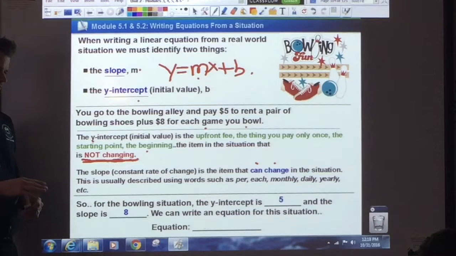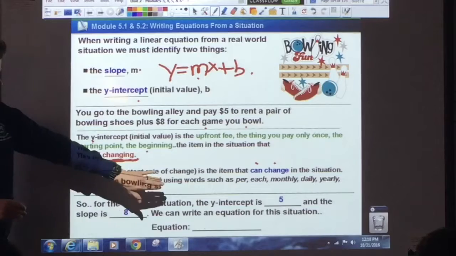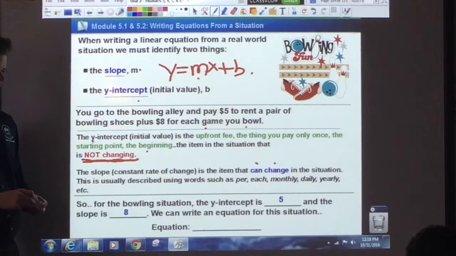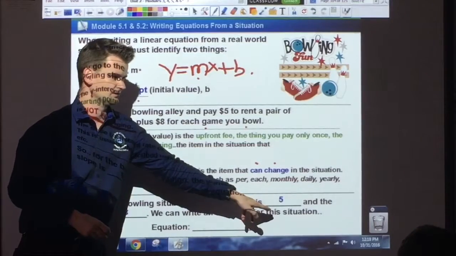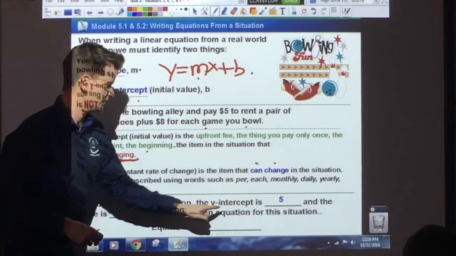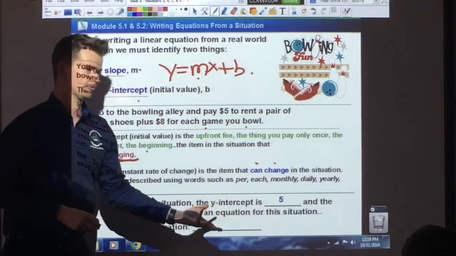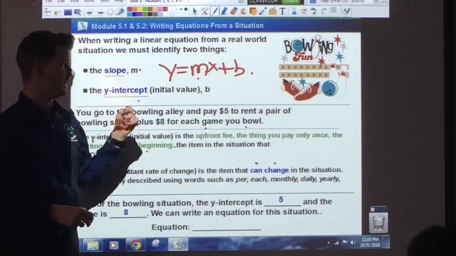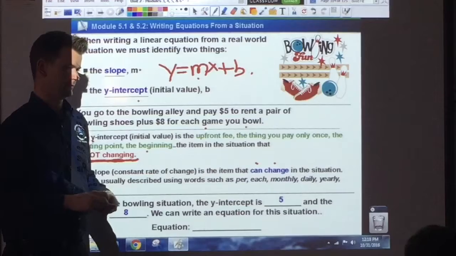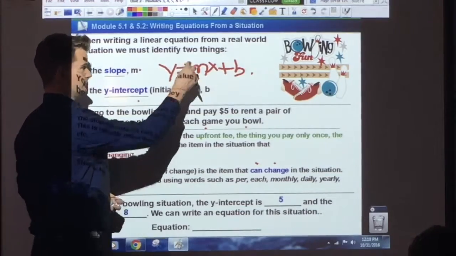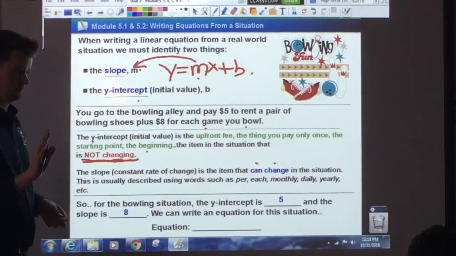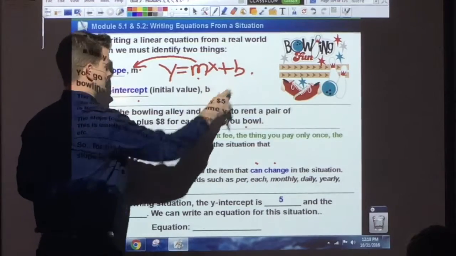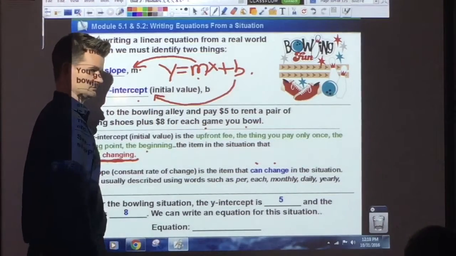Y equals 5. Okay, hold on. What is 5 here? Is 5 the y-intercept or the slope? Look here. What is 5? The y-intercept is 5. So, is 5 going to be the b or the m? What is m? M is the slope. B is the y-intercept.